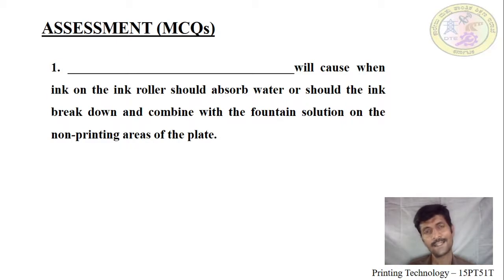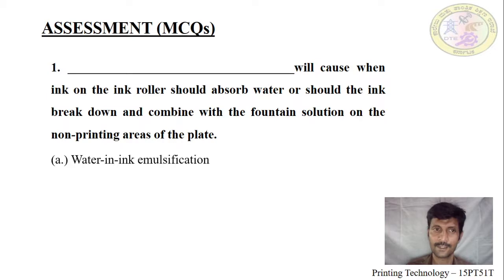Now we will discuss the multiple choice questions one by one. Dash will occur when the ink and the ink roller absorb water, or when the ink breaks down and combines with the fountain solution on the non-printing areas of the plate. Emulsification takes place either when the fountain water contacts the inking roller, or when the inking unit breaks down and combines with the fountain solution. It creates two types of emulsification.